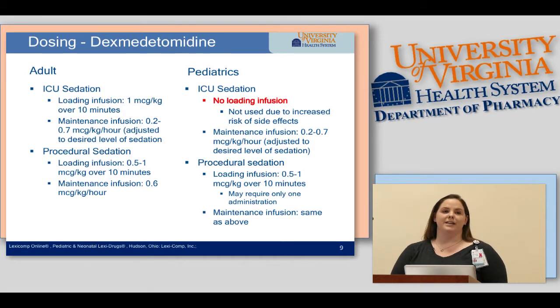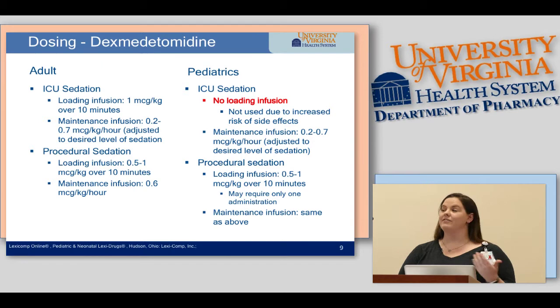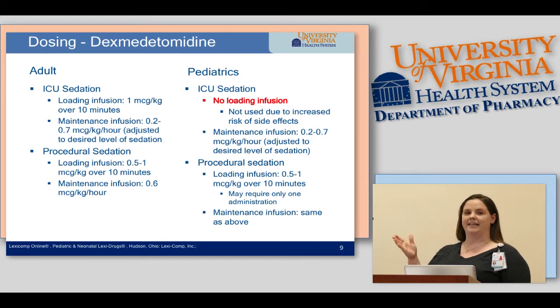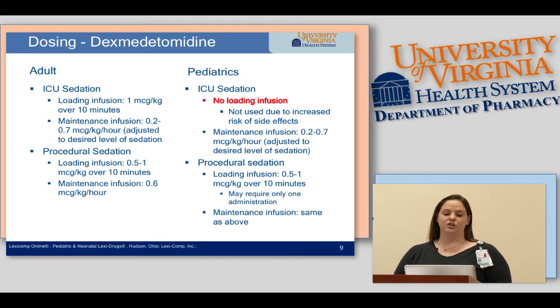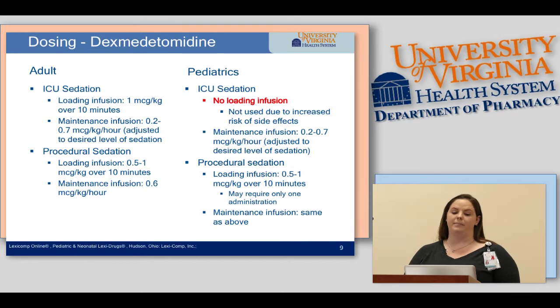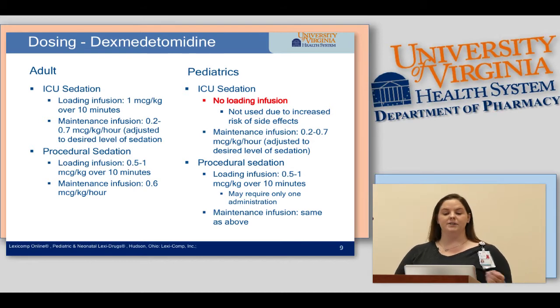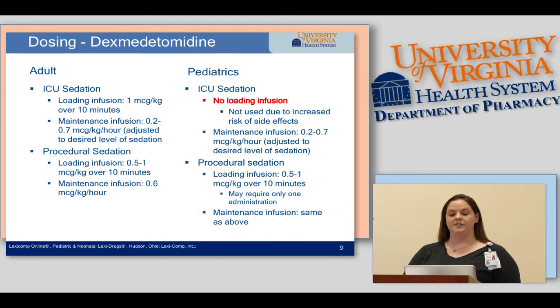Looking at dosing for dexmedetomidine, I have the adult dosing listed on the left-hand side of the screen, and I want to contrast it to what is currently done in pediatrics. For ICU sedation, there's usually no loading infusion given to the pediatric population, and this is due to the increased risk of side effects. For the maintenance infusion, it's very similar to the adult population at 0.2 to 0.7 mics per kilo per hour, and this is adjusted based on the desired level of sedation.